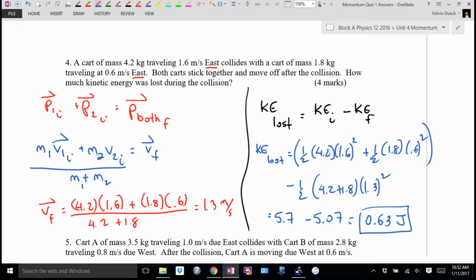So if you got that, 4 out of 4. Otherwise, I would probably give you 1 mark if I saw the 1.3. I would probably give you 1 whole mark if I saw that you had clued in that to find the kinetic energy lost, it's what you started with minus what you ended with. And then 1 mark for the answer. To be honest, it should be worth more than 4 marks, but I didn't want to hammer you on a quiz.